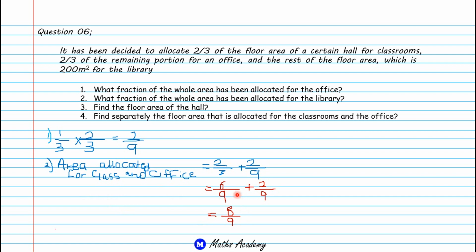Now we should find the area allocated for the library. That is what the question asks. So to find that, we should minus the total area and the area allocated for the classroom and office. So when you do the calculation, you get 1/9, because 9/9 minus 8/9, you get 1/9.